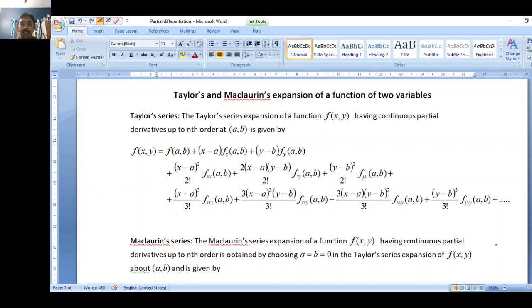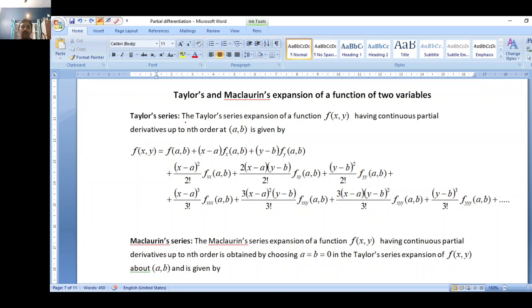Hi everyone, in this particular session I'm going to discuss how to expand a function of two variables, say f of x comma y, as a Taylor series and a Maclaurin series. To begin with, we'll understand what we mean by a Taylor series expansion.